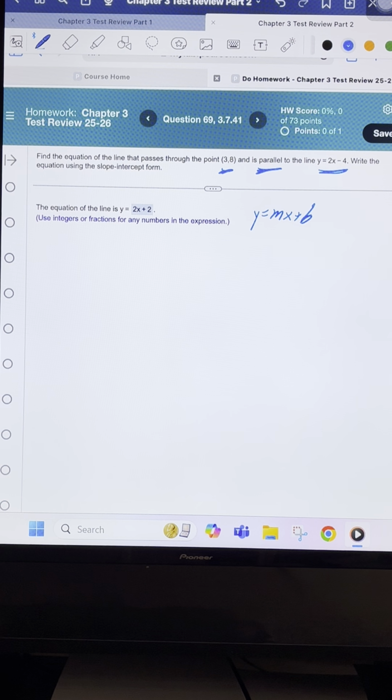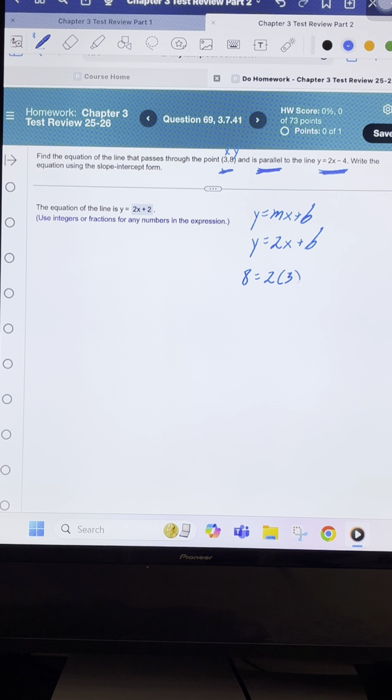So right there, I know that my new equation has to be y equals mx plus b. But I already know one thing about this new equation. It's parallel to this one. So that means if it's parallel, it must have the same slope. The same slope, right? So this is already y equals 2x plus b. Perfect. So now I just need to find my b.